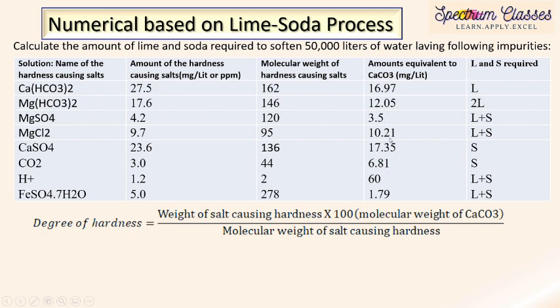Okay, so you can solve it by yourself. It is so simple, but it seems to be very difficult, right? Here one can calculate the requirement of lime and soda. Here L represents lime and S represents soda. As we discussed earlier, calcium bicarbonate requires 1L, magnesium bicarbonate requires 2L, magnesium sulfate requires lime plus soda, magnesium chloride requires lime plus soda again, and calcium sulfate requires soda only.